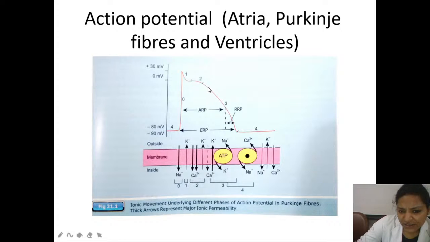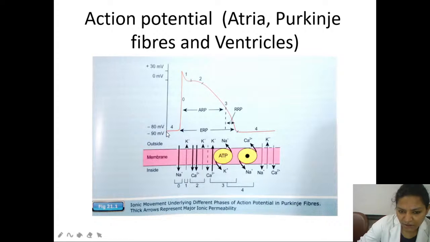After phase 2 comes phase 3. During phase 3, the calcium channels close and there is only potassium efflux. After phase 3, potassium channels slowly start closing and phase 4 comes. Phase 4 is basically maintained by the sodium potassium pump, right? The rectifier potassium channels, the potassium channels that were working here, have no role here. This resting membrane potential is basically maintained by the sodium potassium pump.